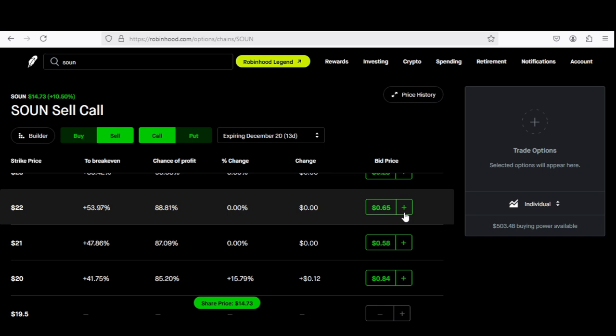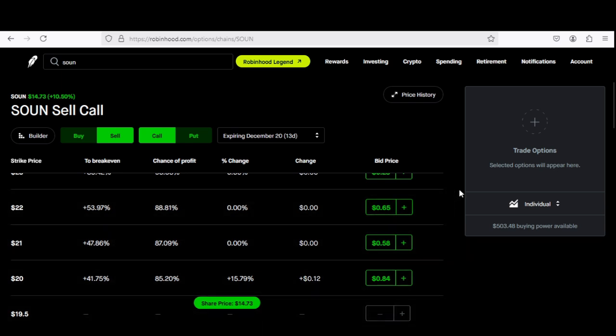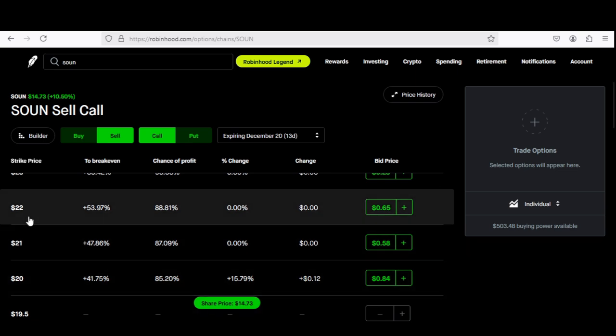Now, I know what you're asking yourself again. Why did I go ahead and choose the $22 strike price when I went past all of these strike prices right here? Once again, that's a very good question. So here is my thinking behind this. The current stock price, once again, is at $14.73. The stock price could shoot up to $22 at any point in time.